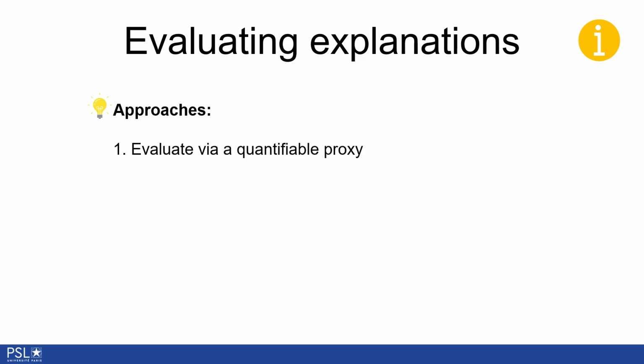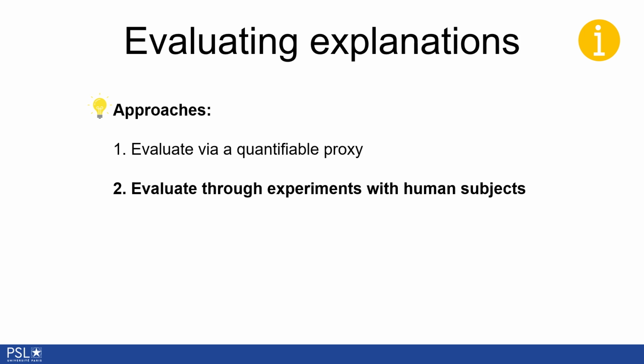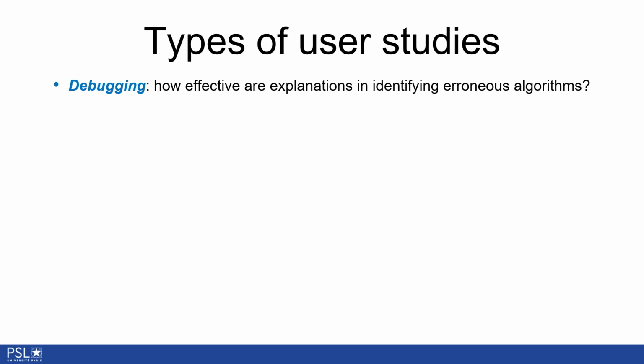We will now turn to the second approach for evaluating explanations, which is based on user studies, experiments with human subjects. User studies aim to directly ask human subjects how useful are the explanations provided by an explanatory method. Several types of user studies have been tested in recent research. The first type of studies focus on debugging. They aim to quantify how effective explanations are in helping users to identify erroneous algorithms.